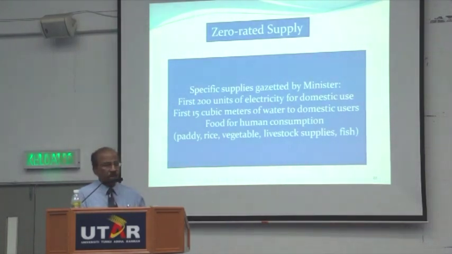Some certain other things are zero rated. I think all of you know about electricity and water. So they're given zero rates for the first 200 units and 15 cubic meters of water for domestic consumption. And then for food for human consumption, all of this has been given zero rates.